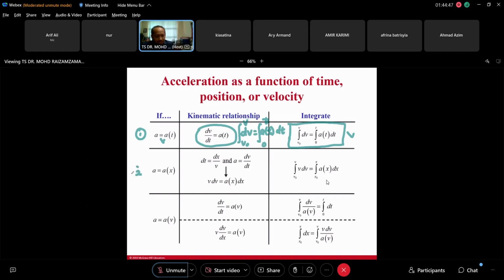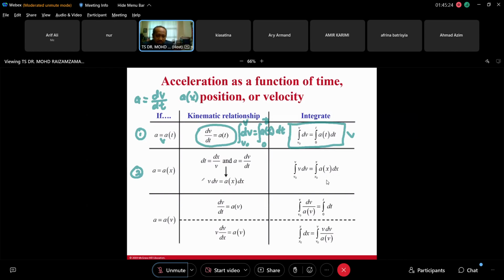Now let's look at the second: A as a function of position. Now class, time is not given to you. What do you have to do? Can you try to find one formula without involving the time? Because you know that A is equal to dv over dt, so here time is involved. Now, A is given to you as a function of x. How do we get one equation so that there is no time involved, so that you can get the answer? What do you have to do, class?